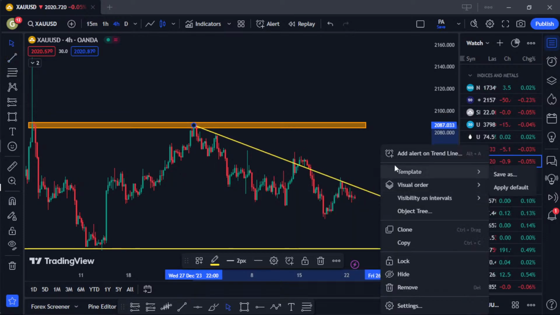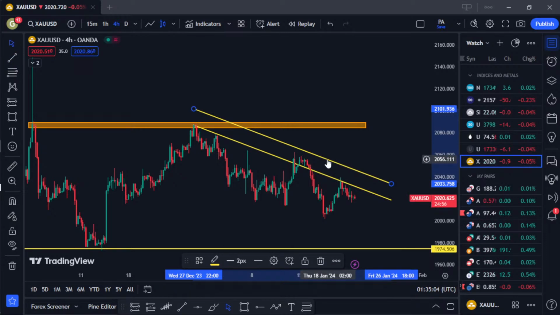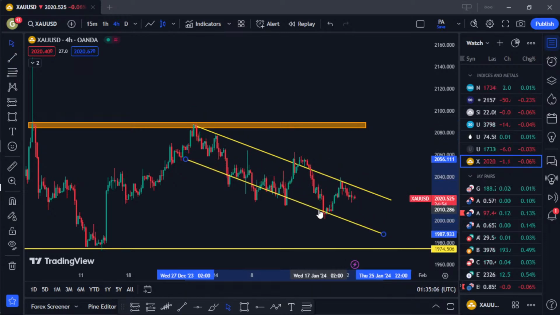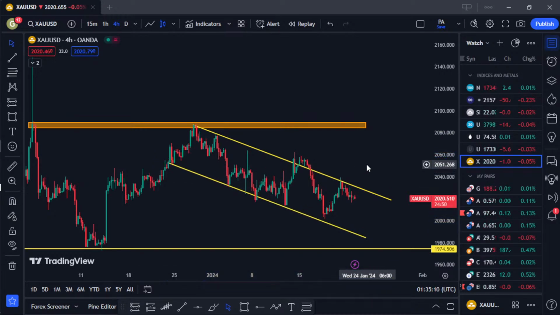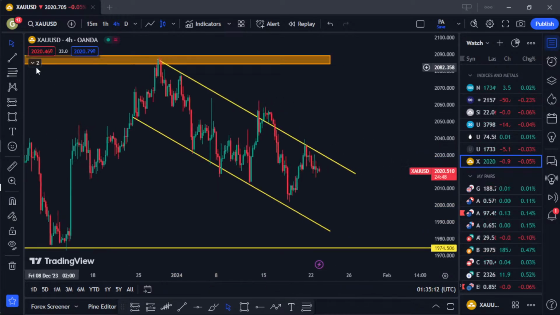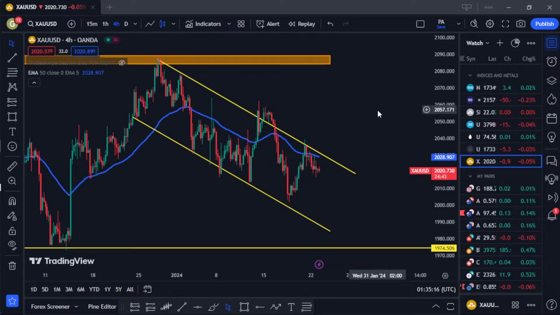Then I'm just going to clone this, bring it below here. So for this, I'm going to use a 50 moving average also to help with additional confirmation. So now, here is what we're actually going to do for XAUUSD, which is gold. What we'll be looking for in gold is actually a sell opportunity.